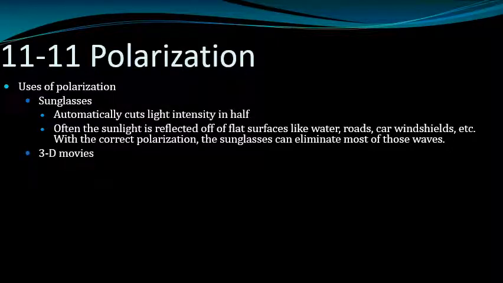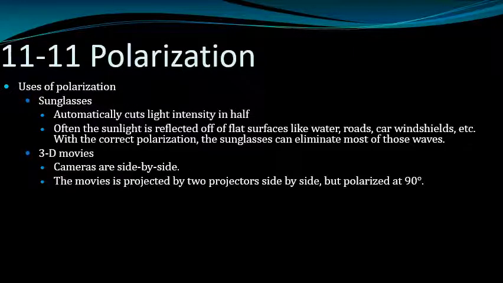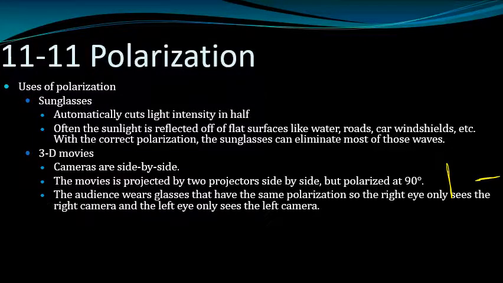You can use polarization to make 3D movies. You have two cameras side by side, and they're projected with two projectors side by side, but polarized at 90 degrees. So one side, let's say, is going up, the other eye is that way, and then you wear these little glasses that are polarized the same way. And so the left eye only sees the left eye, and the right eye only sees the right eye. And it looks 3D.